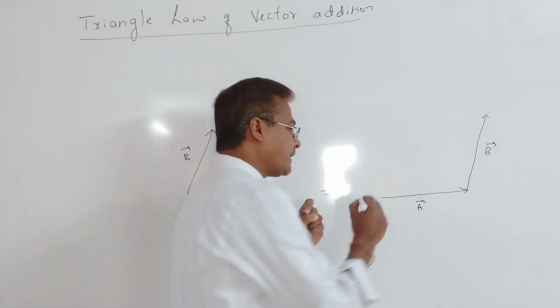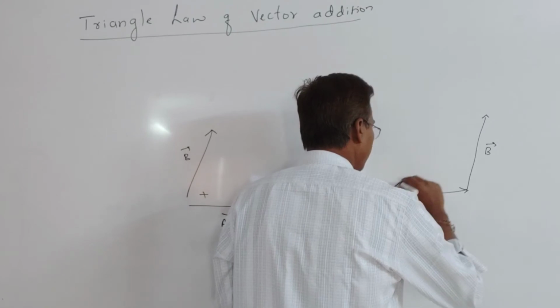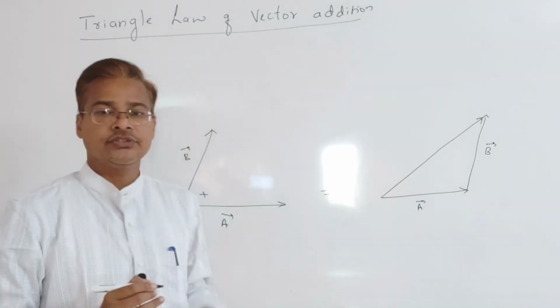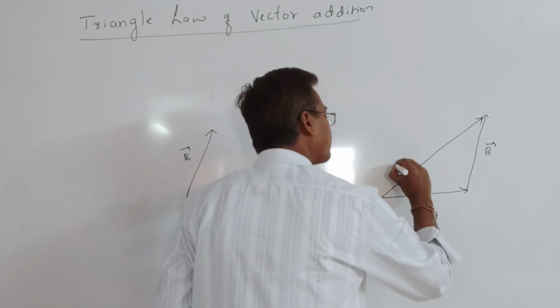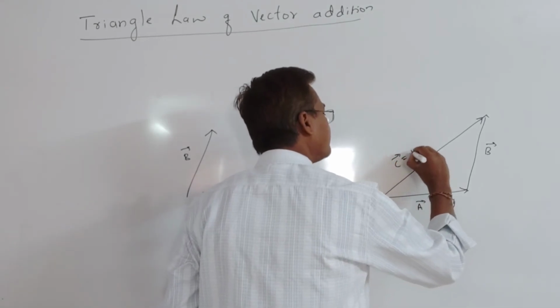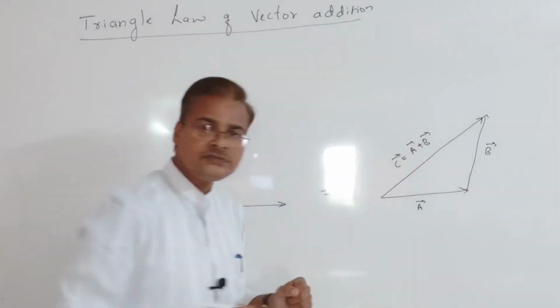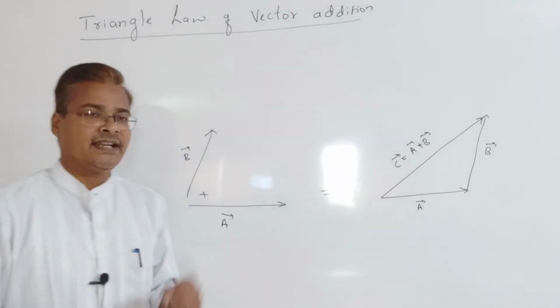The tail of A should be connected to the head of B. Then that gives the resultant vector, that is C vector. C vector equals A vector plus B vector. Now we are going to define it this way.